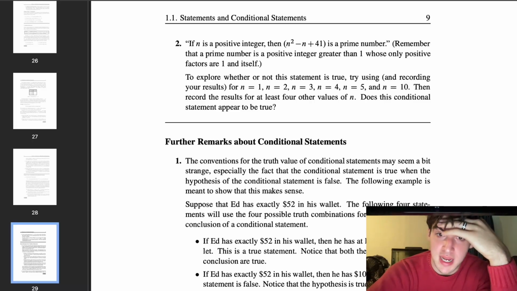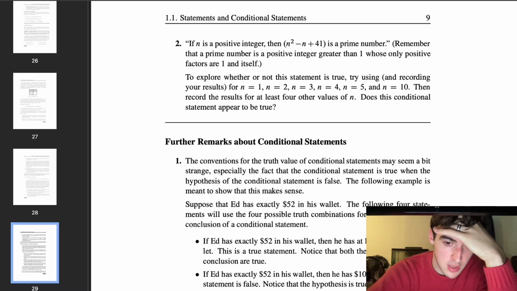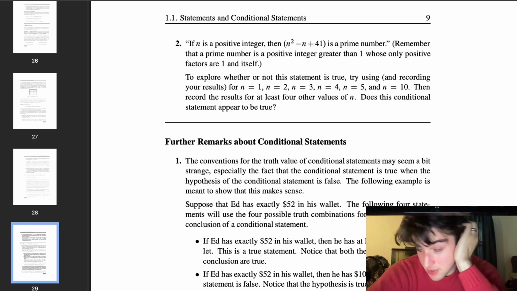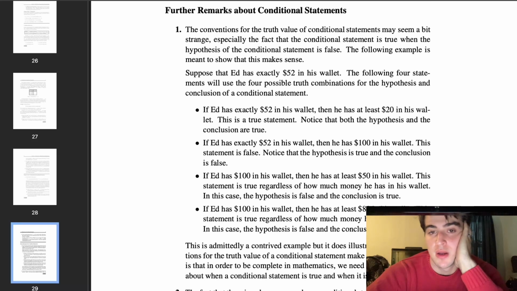9. 9 squared is 81. Minus 9 is 72. Plus 41 is what? 72 plus 41. 70 plus 40 is 110, plus 1 is 111, plus 2 is 113. I'm pretty sure that's prime. So it does appear to be true, at least for all the single-digit numbers. Can't prove that it is true. It appears to be true.